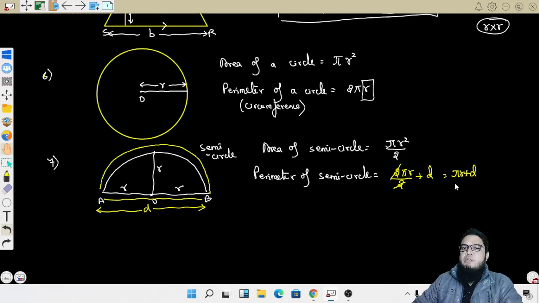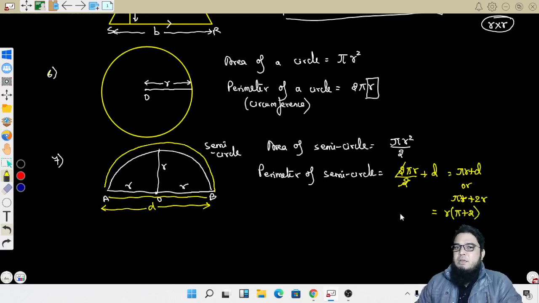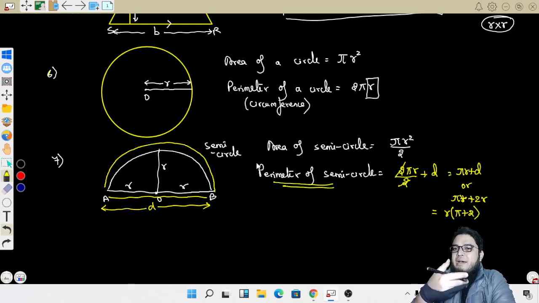Okay, or you can write it as pi r plus 2r, because that is the diameter. So r into pi plus 2. This is another form to calculate the perimeter of a semicircle. So pi r plus d, or you can say r into pi plus 2. That is the semicircle. Okay, हो गया? आगे बढ़े अब.